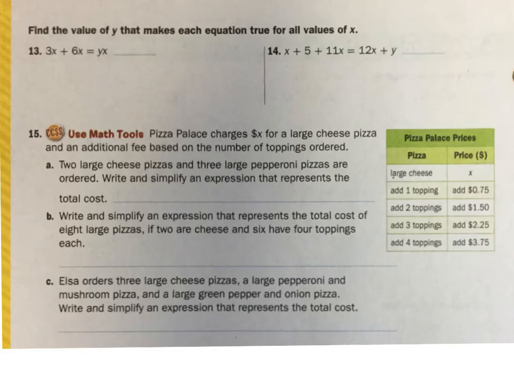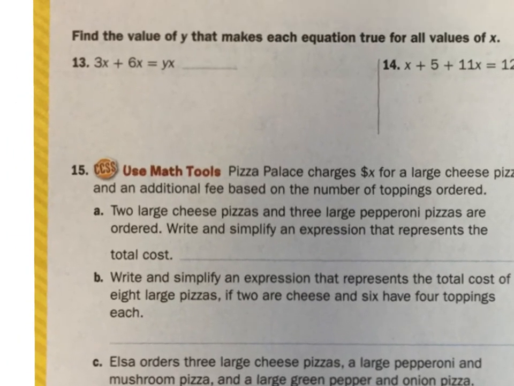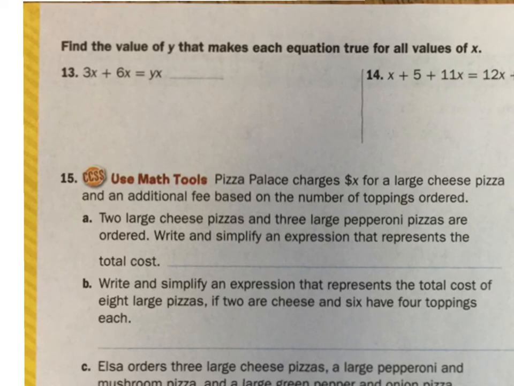All right, so let's look at number 13. Make this a little bigger. We got to read what it says carefully. It says, find the value of y. So I'm looking for the value of y that makes each equation true for all the values of x. So what I notice is we have an equal sign here, and I need to find out what this y is. So on this side, we have 2 like terms, so I'm going to put those terms together.